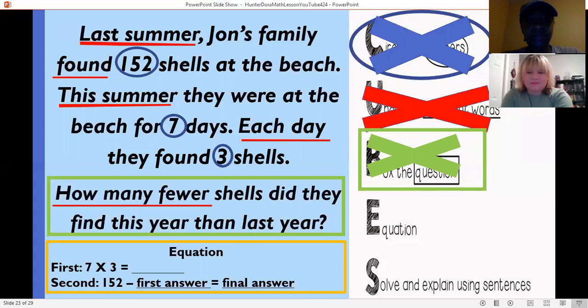So Ms. Hunter, was this a single step problem or multi-step problem? This was a multi-step problem. There were 2 parts that we have to complete before we can get our final answer.